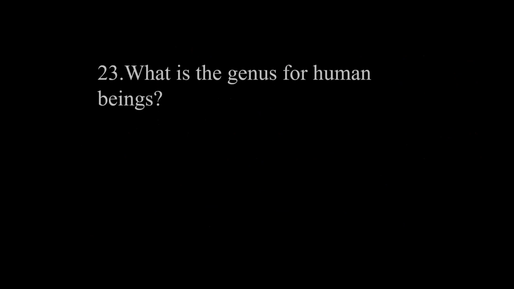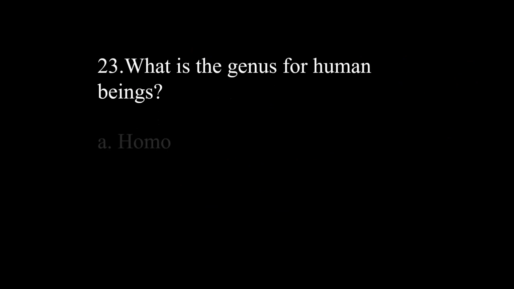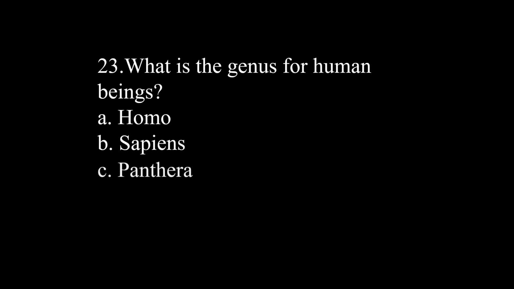What is the genus for human beings? A. Homo. B. Sapiens. C. Panthera. D. Felis. The correct answer is A. Homo. The genus for human beings is Homo.